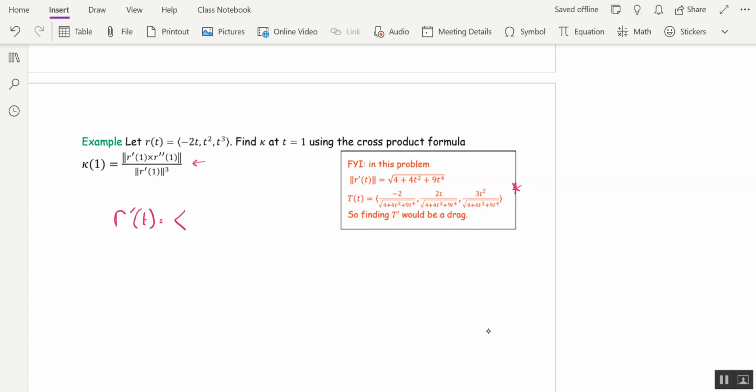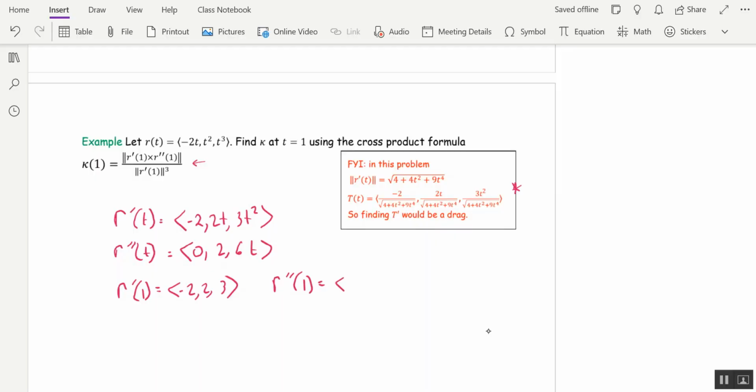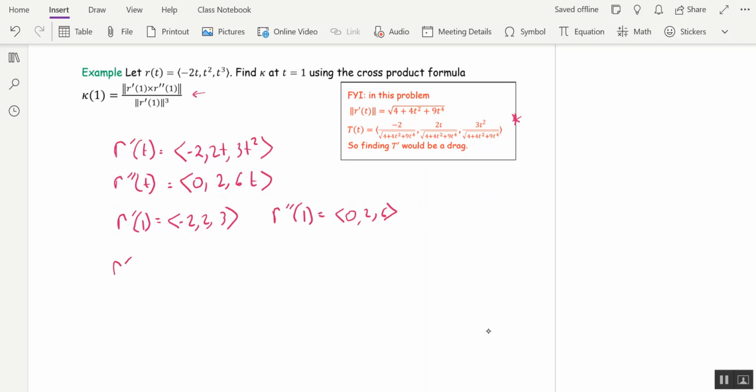R prime of t is negative 2, 2t, 3t squared. R double prime of t is 0, 2, 6t. So r prime of 1 is negative 2, 2, 3. And r double prime of 1 is 0, 2, 6. All right, so let's take the cross product, r prime cross r double prime. I'll leave off the at 1 just for efficiency here. i, j, k, negative 2, 2, 3, and 0, 2, 6.